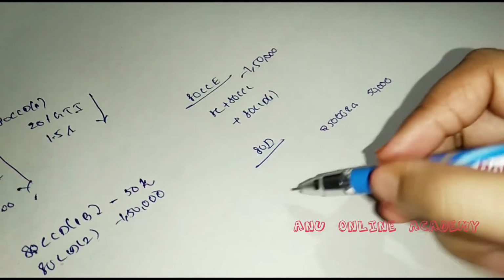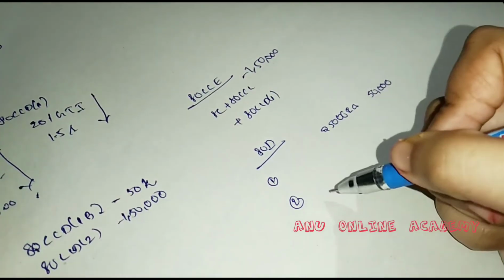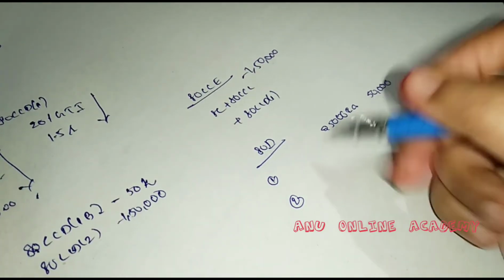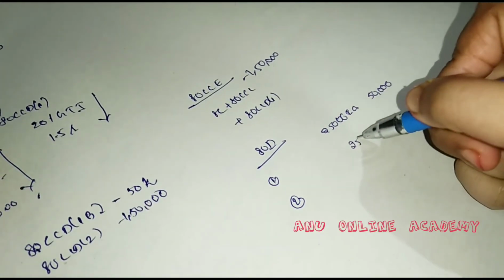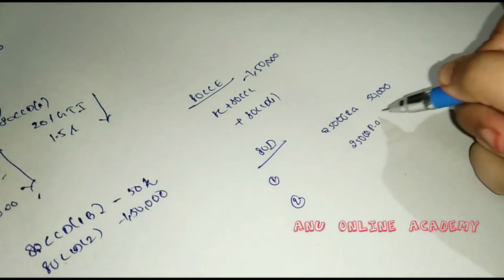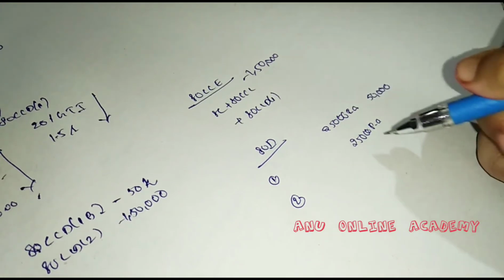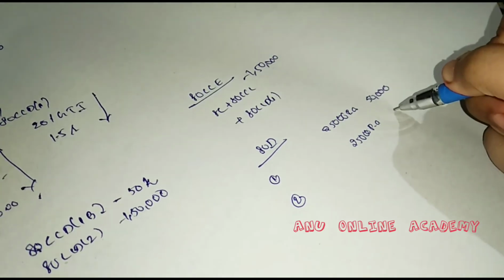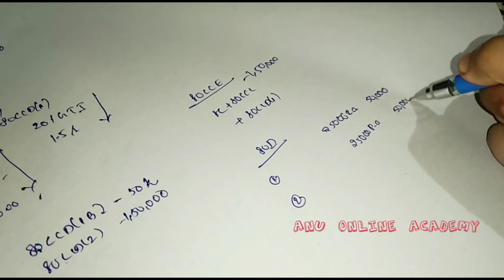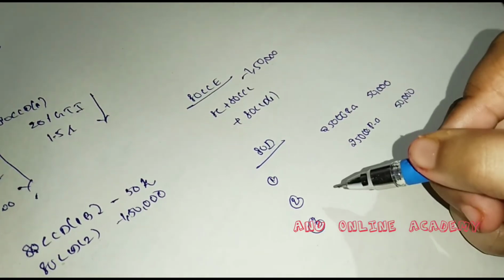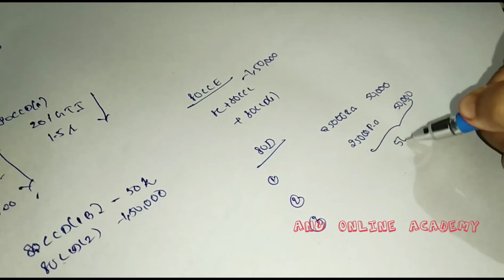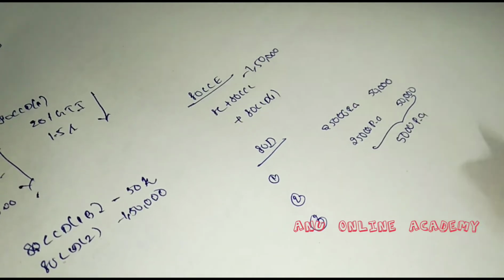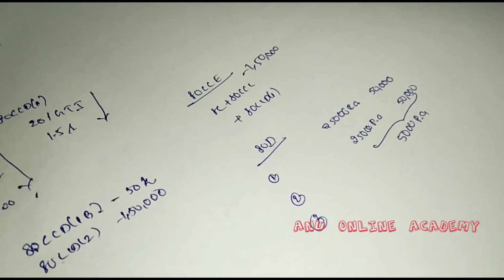Medical insurance premium for parents, dependent or independent but not grandparents: 25,000 per annum for resident, normal citizen or NR, and for resident senior citizen 50,000 per annum. And see the next, preventive health checkup allowed in cash 5,000 per annum, both including 5,000.